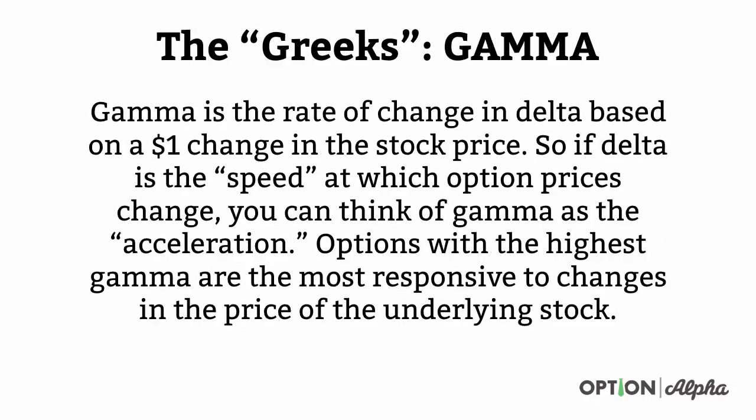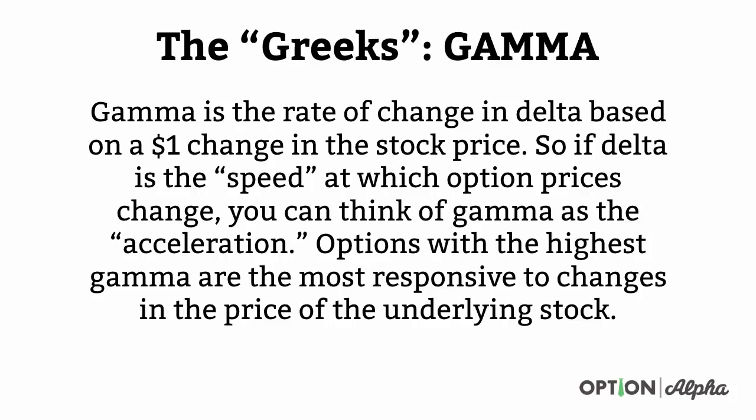All right, so let's move on here and talk about gamma. Now, gamma is a little bit different. Remember, gamma is going to be related and kind of tied into delta. Gamma is the rate of change in delta based on a $1 change in the stock price again. So if delta is the speed at which option prices change, or how much you make or lose, then you can think of gamma as the acceleration. So options with the highest gamma are the most responsive to stock price changes in the underlying security.